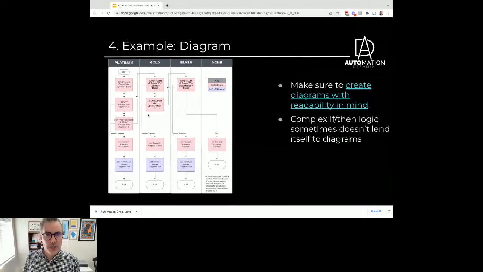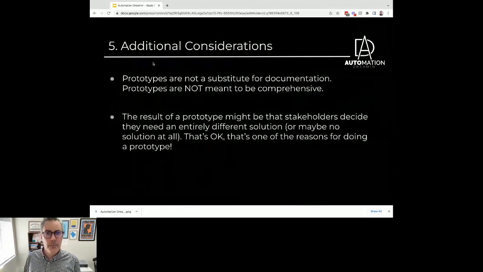Okay, so additional considerations. A few last things before I wrap up on the prepared comments. Once again, I want to stress this: prototypes are not a substitute for documentation. The purpose of a prototype is not to be comprehensive. It's to get specific questions answered and to get feedback. So a lot of these things actually can be the starting point for documentation, but the purpose of this is to be fast and nimble and quick. So if you're spending time putting together comprehensive documentation, it kind of defeats the purpose.